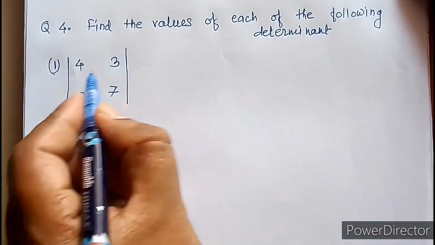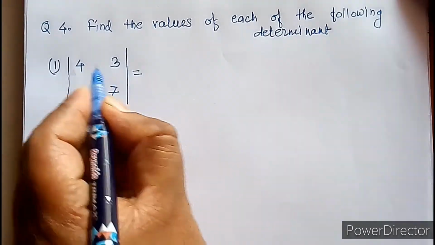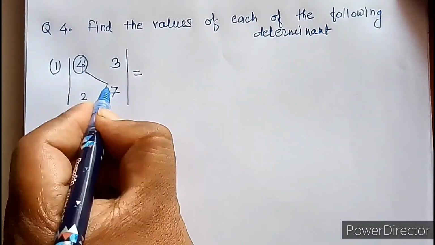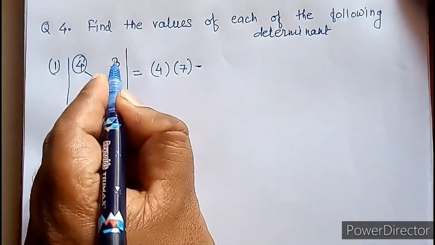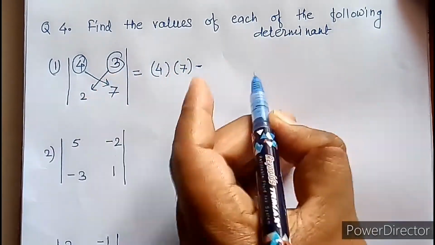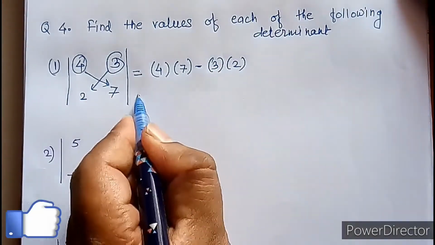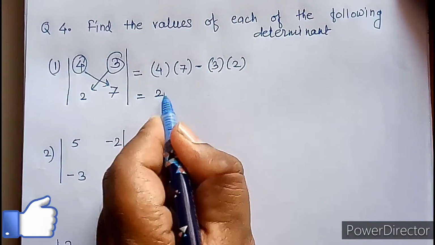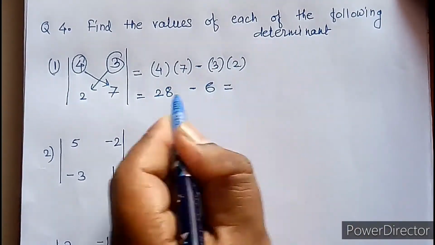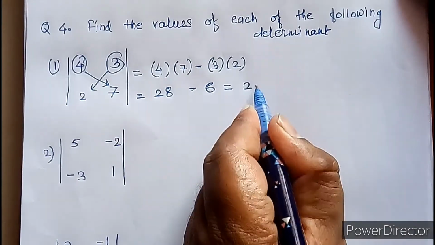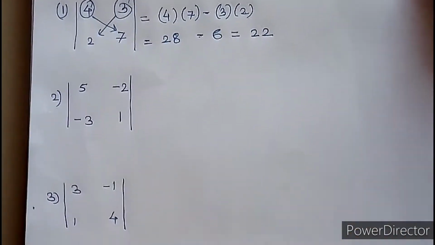Here question number 4 is find the values of each of the following determinants. The first determinant is 4, 3, 2, 7. Solve this: 4 will be multiplied with 7, therefore 4 into 7 minus 3 multiplied with 2, 3 into 2. Now 4 into 7 is 28 minus 3 into 2, which is 6. 28 minus 6 is 22.